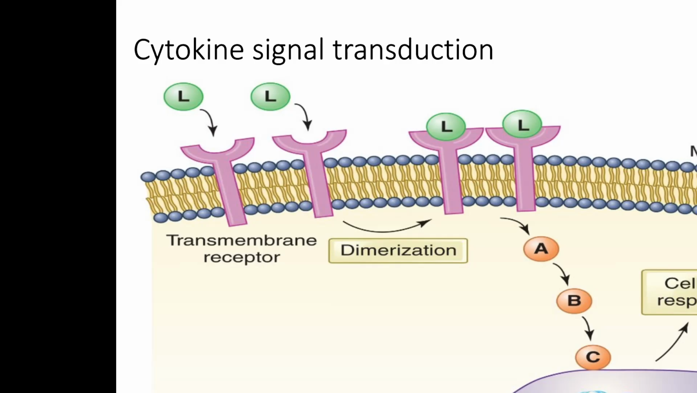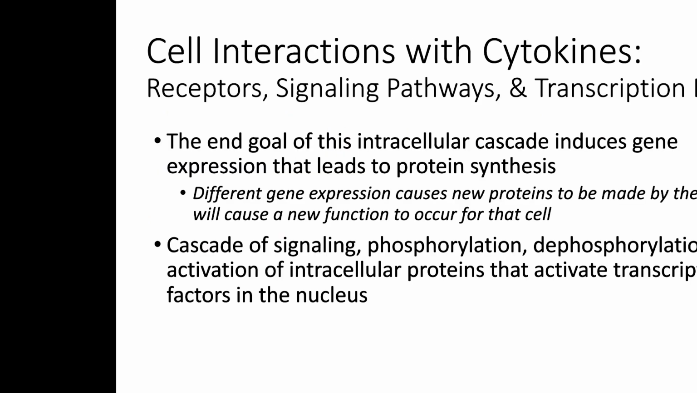Once that amplified cell signal reaches that nucleus, the nucleus is going to do something or activate. And once it activates, then that's going to form the cell response. But at the end of this intracellular cascade, the goal is to induce gene expression. And by inducing a gene expression, you're going to cause new proteins to be made. When new proteins are made, then that will always lead to a new function. Remember, genes lead to proteins, proteins lead to function.